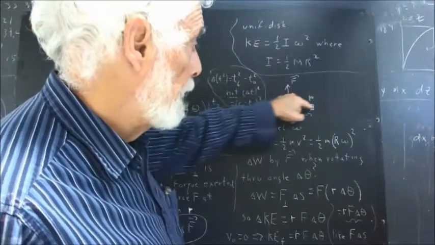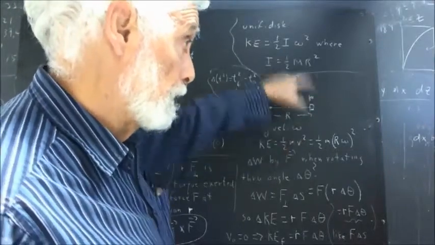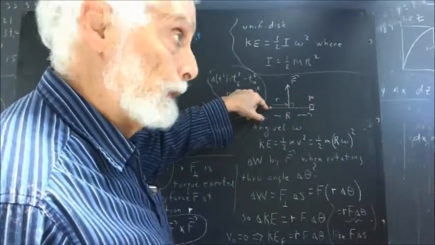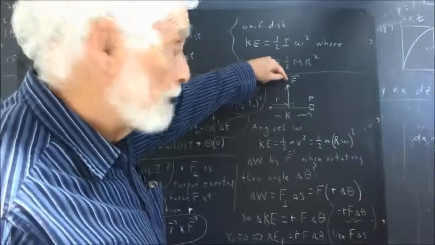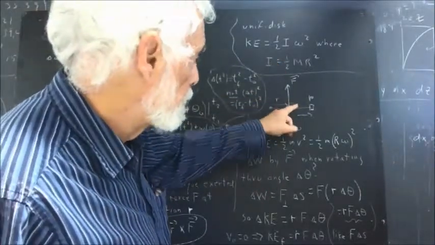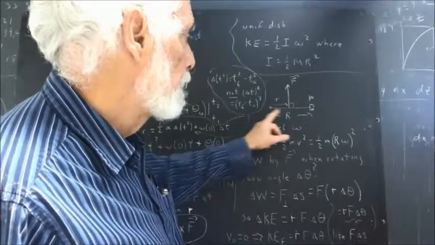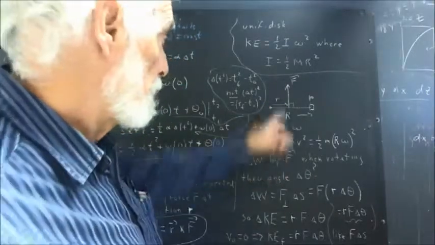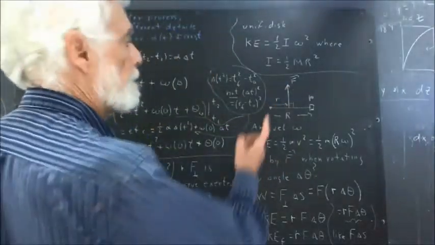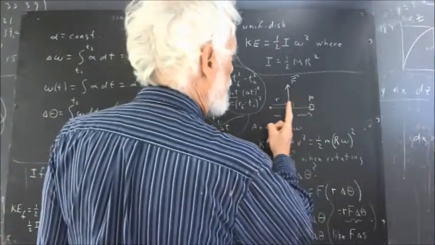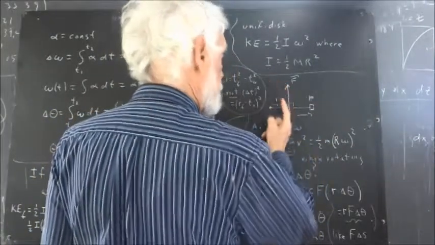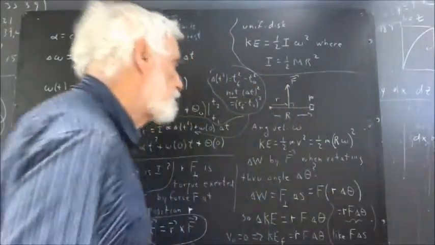So this whole mass and rod system is constrained to rotate about this point. And a force, F, perpendicular to the rod at distance r from the axis. Now we're going to keep that force perpendicular to the axis as the rod rotates.